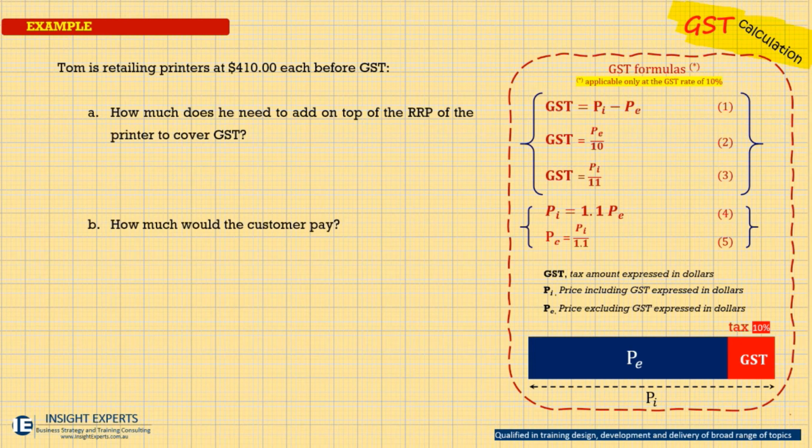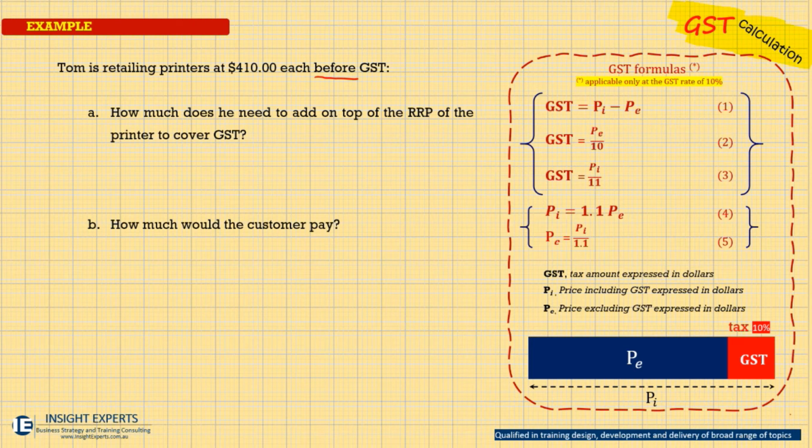Let's look at this example. Tom is retailing printers at $410 each before GST. Now, question A, how much does he need to add on top of the retail recommended price of the printer to cover the GST?